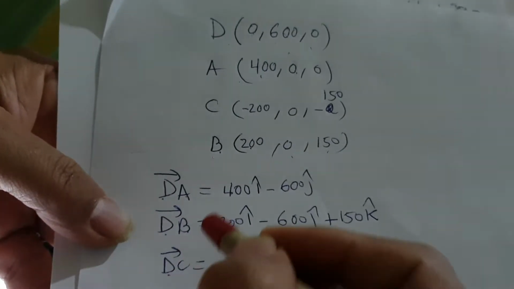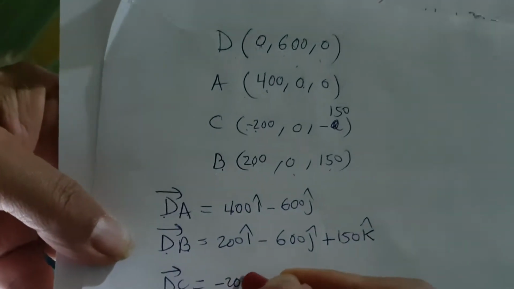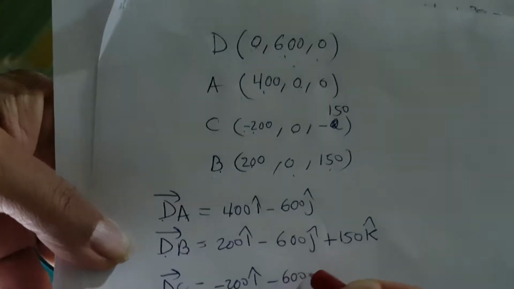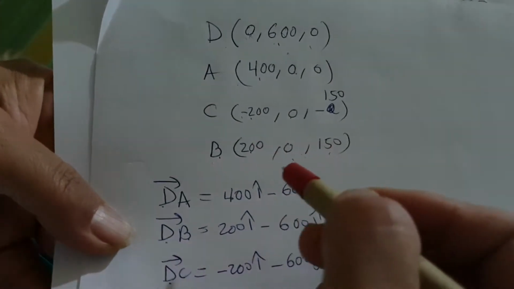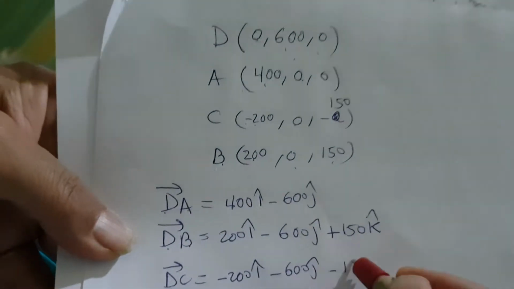DC, which means C minus D. C minus D: minus 200 minus 0, minus 200 I. 0 minus 600, minus 600 J. And then minus 150 minus 0, minus 150 K. Okay. So we have all of these, which is equivalent to whatever we did here.